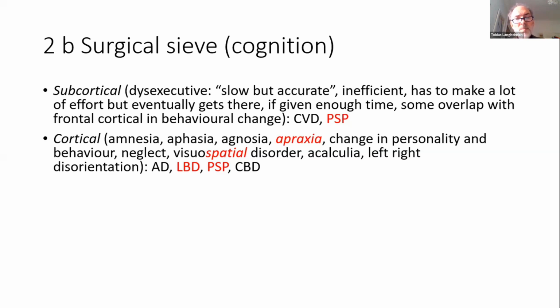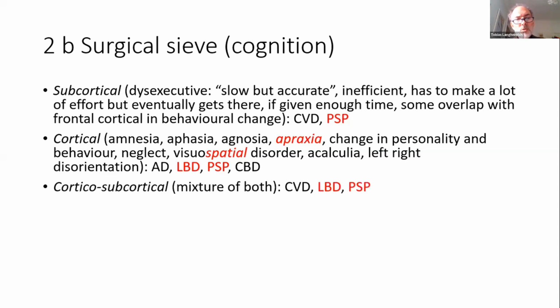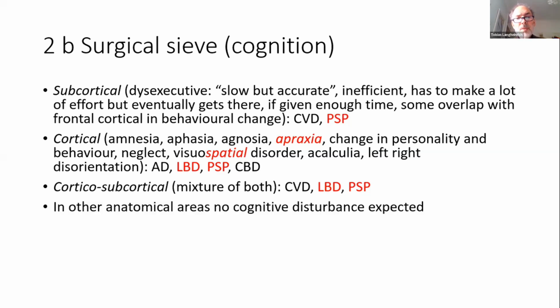So you can see that PSP appears twice. Cortical-subcortical simply means that some of those disorders can have both. And again, Lewy body disease and PSP appear here. So it may not be as simple distinguishing those on the basis of this anatomical approach. Now, I mentioned that already. For other anatomical areas, no cognitive disturbance is expected. So in fact, the absence of cognitive impairment at all should make you think, is this really normal pressure hydrocephalus?